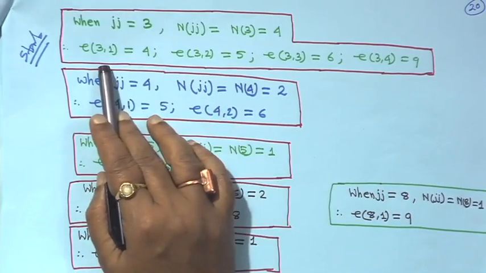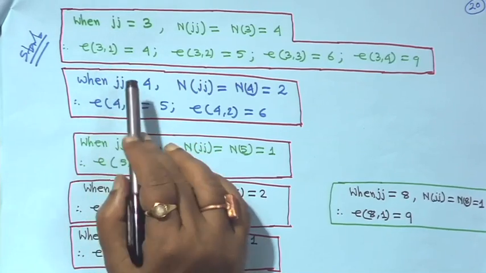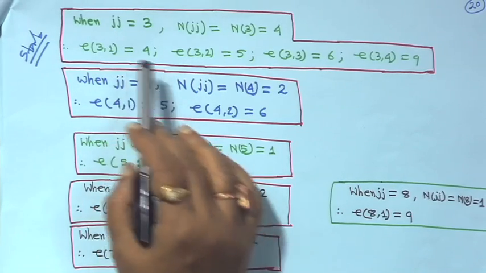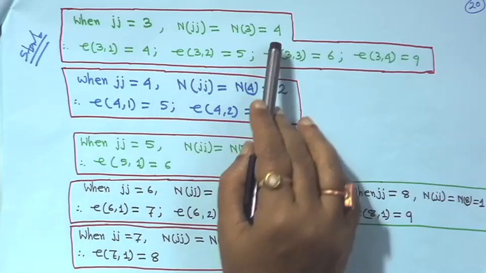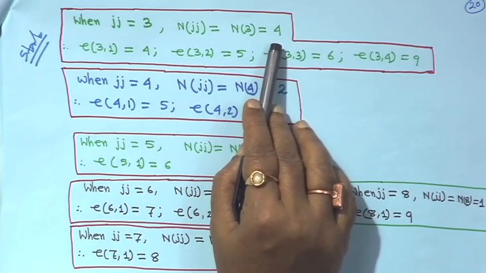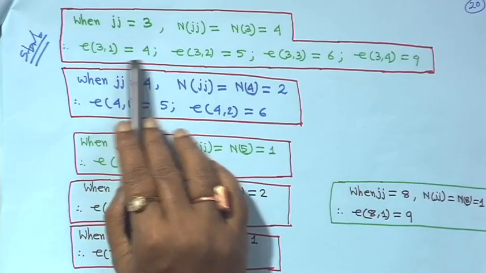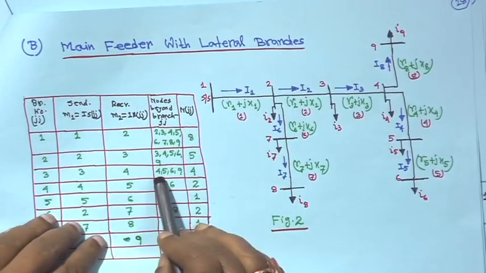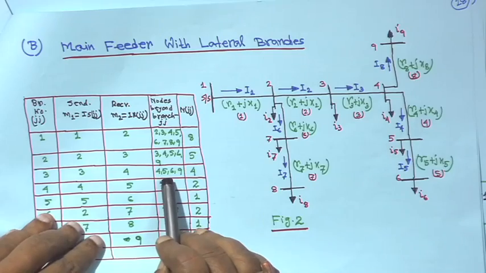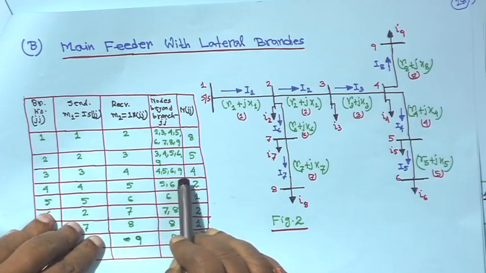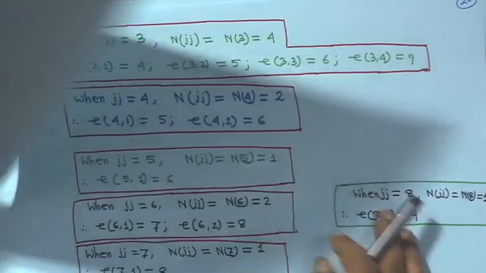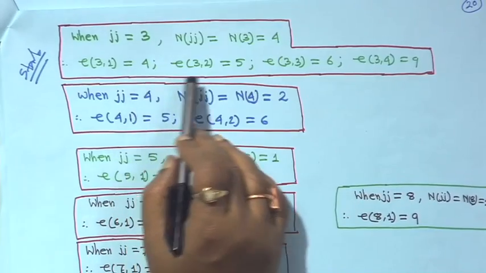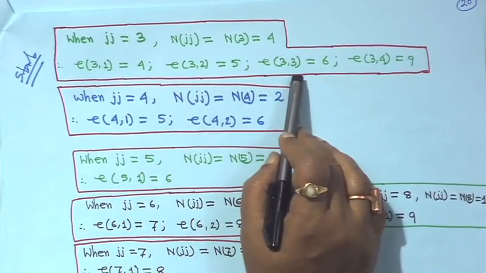Therefore, for jj equal to 3, you form the E matrix, E jj k. Here k is varying from 1 to 4, I am not writing it out. So E31 will be 4, that means this node, and the nodes are 4, 5, 6 and 9. E31 will be 4, E32 will be 5, E33 will be 6 and E34 will be 9. Here also E31 is equal to 4, E32 is 5, E33 is 6 and E34 is 9.